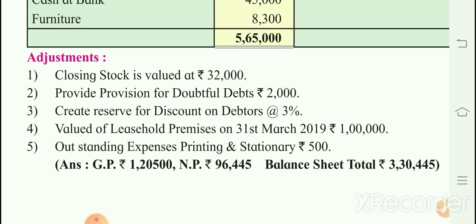Now its second effect will obviously be given to the debit side of the profit and loss account, as it's the discount on debtors. So on the debit side of the profit and loss account write down the amount of rupees 2,355.